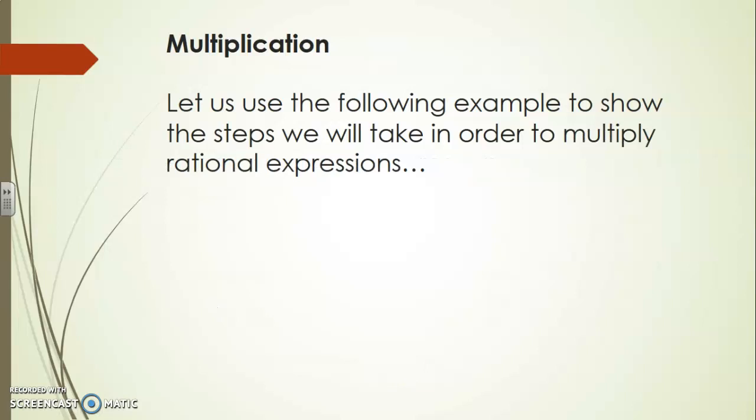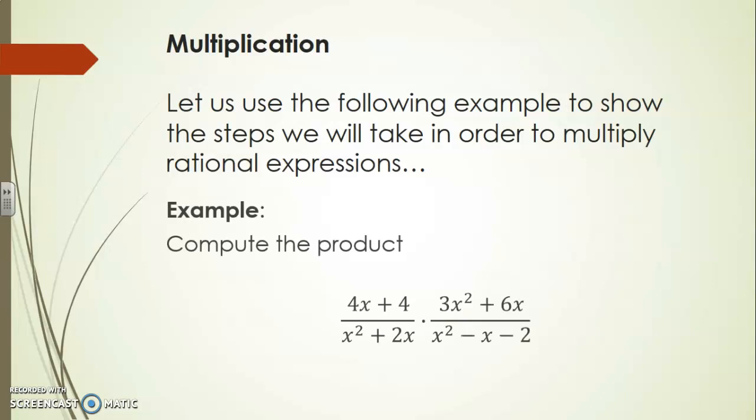Then comes multiplication. Once again, we're going to use an example to show what steps can be taken in order to multiply rational expressions. Here we're going to compute the product of the rational expressions 4x plus 4 over x squared plus 2x, and 3x squared plus 6x over x squared minus x minus 2.